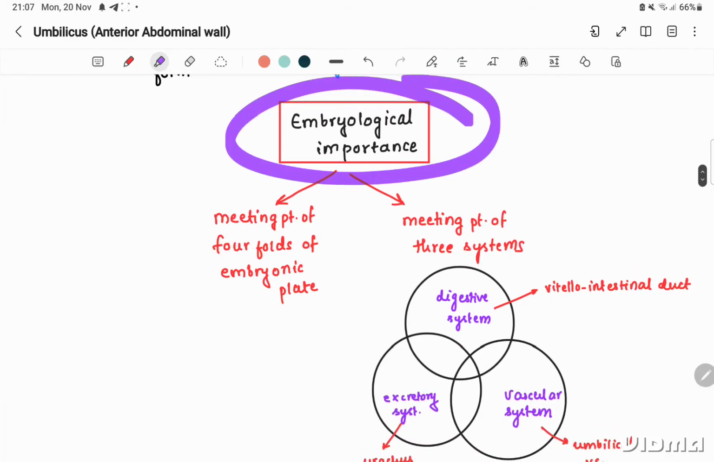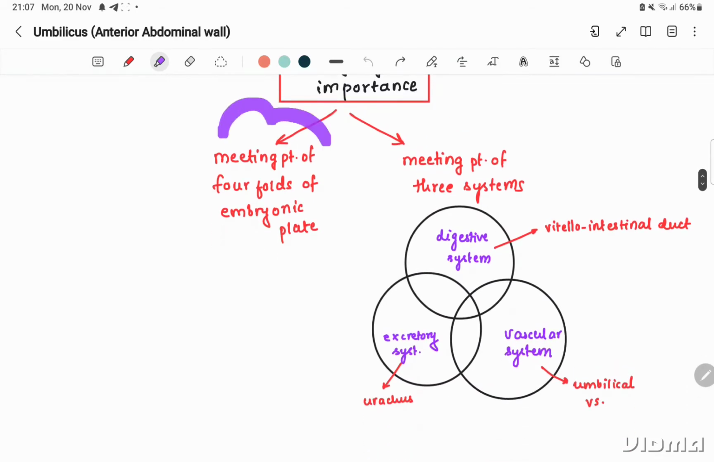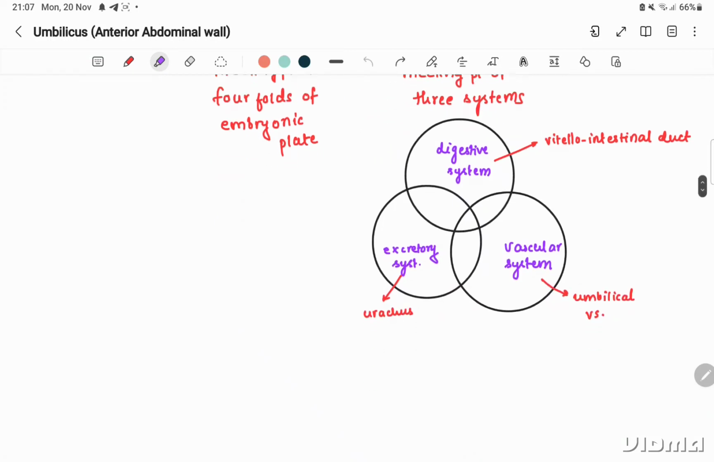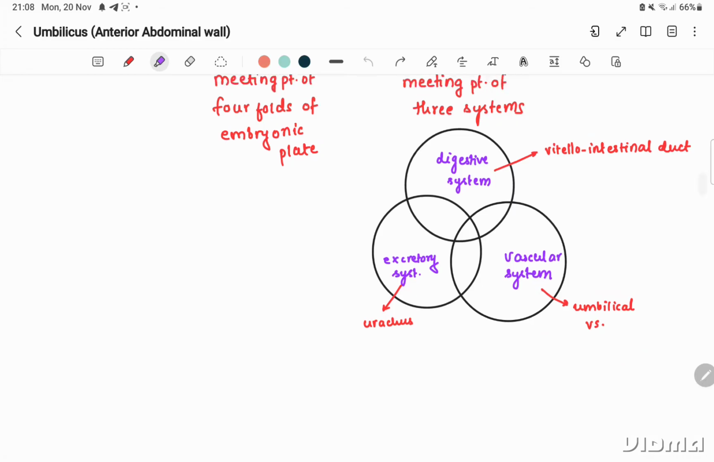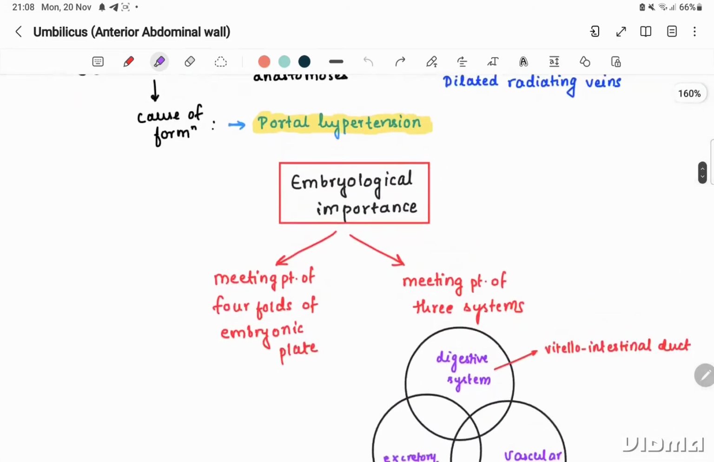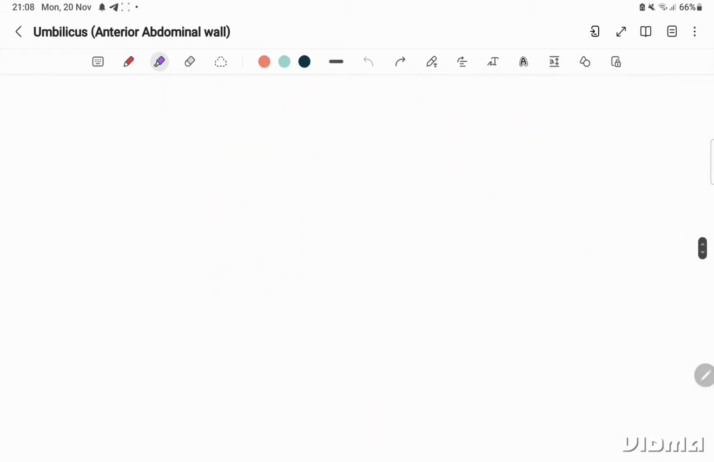What is the embryological importance of the umbilicus? It's the meeting point of four folds of the embryonic plate. It is the meeting point of three systems: the digestive system, the vitelo-intestinal duct; the excretory system, the urachus; and the vascular system, the umbilical vessels. So it is embryologically important. Okay, finishing the umbilicus, let's move on to the next concept.